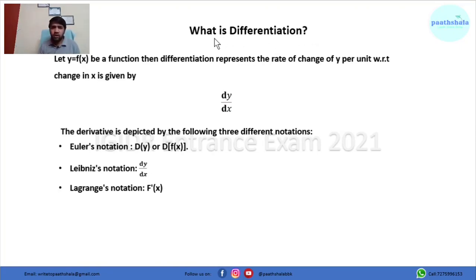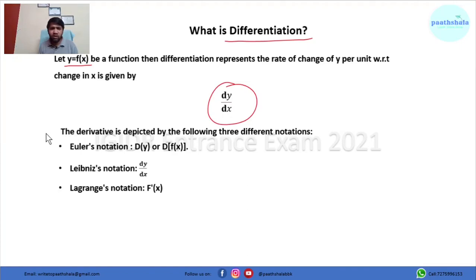So first of all, we need to understand what is differentiation. For example, let's say we have a function y equals f(x). Then differentiation basically represents the rate of change of y per unit with respect to change in x, and it is defined as dy by dx.